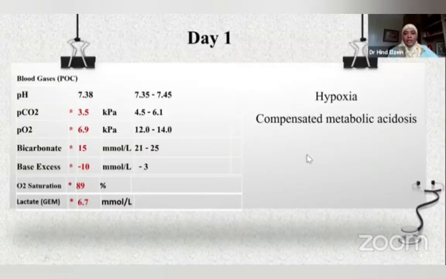So these are her blood gas results. As we can see here, it shows hypoxia with compensated metabolic acidosis. As you can see here, the lactate is quite high, 6.7.